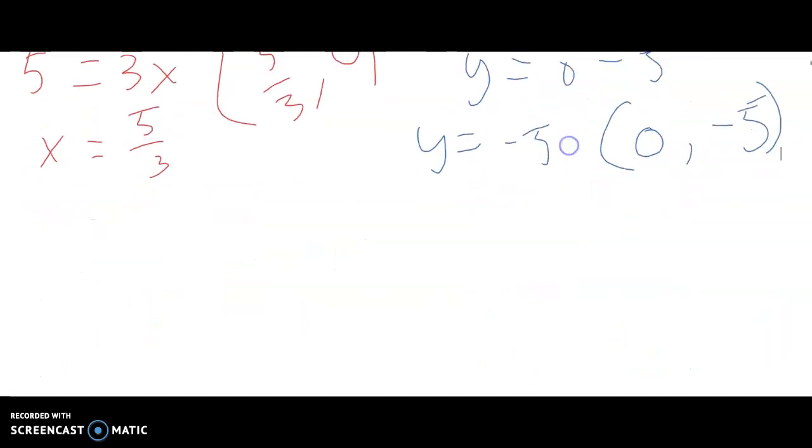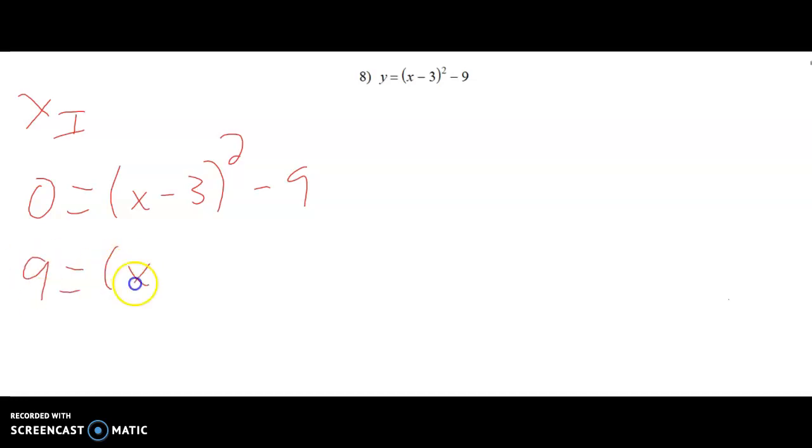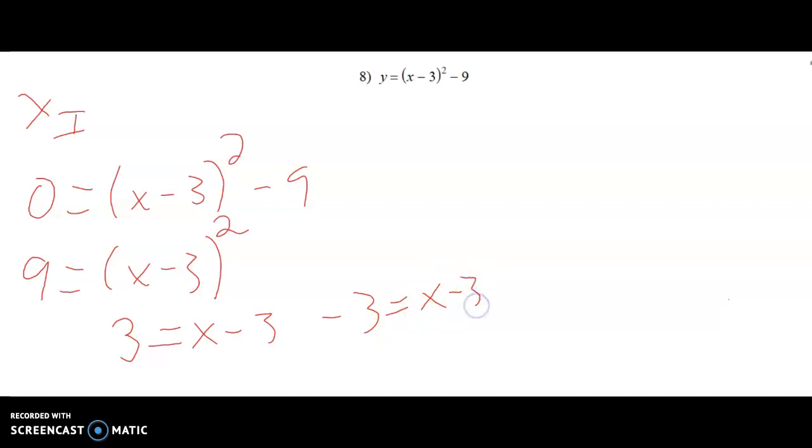Okay, let's try another one. Let's find the x-intercepts here. 0 equals (x minus 3) squared minus 9. I've got to solve this, got to get x by itself. Let's move the 9 over first. Now I've got to get rid of that square. To get rid of a square, you have to take a square root. The square root of 9 is 3. Remember what we said earlier, the square root of 9 is also negative 3. So this is one of those situations. Now I have two x-intercepts.